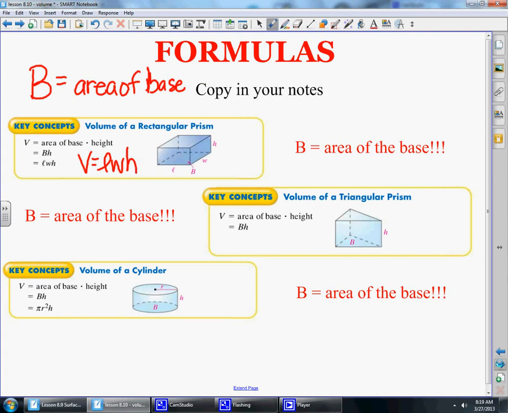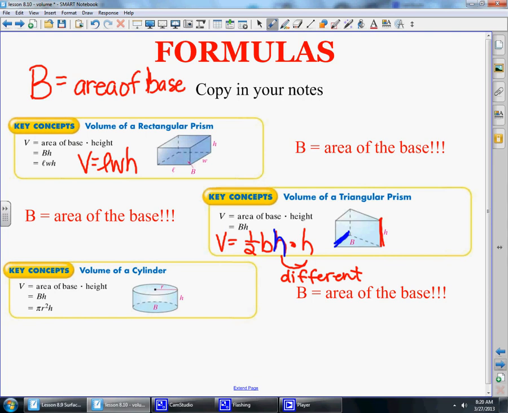So here we have a triangular prism. In this case, the area of the base is going to be 1/2 the base times the height, and then you're going to multiply it by the height of the prism. So these two heights are different. They're not the same. One is the height of the base, and one is the height of the prism. So this here is the height of the prism, where this height right here, the height of the base, would be this measurement right here, how high it is.